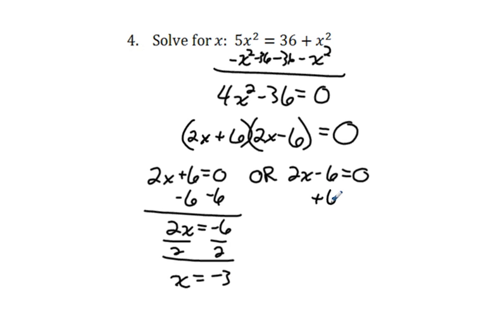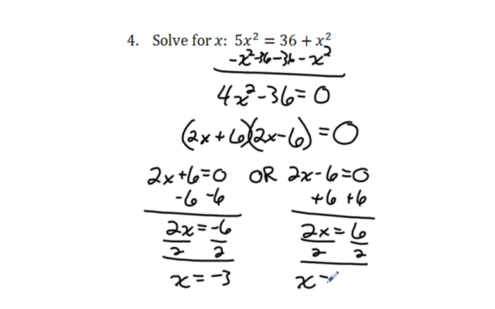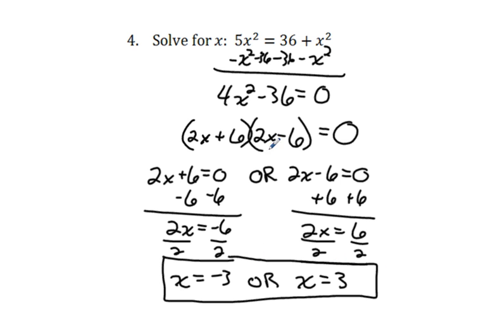This side I add 6 to both sides. So I get 2x is equal to 6. Divide both sides by 2. So I get x equals positive 3. So there's your two answers for this one. X equals negative 3, or x equals positive 3.